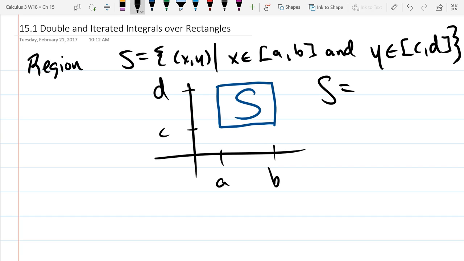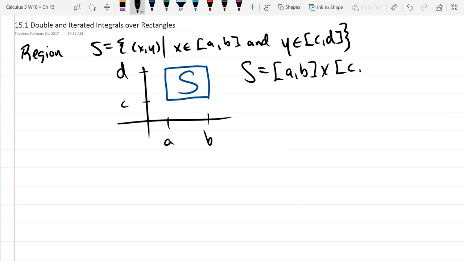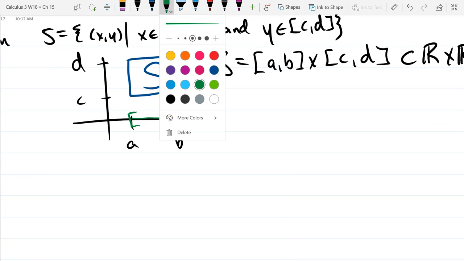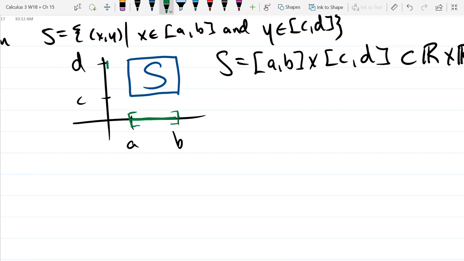There's another way to write out S. So I wrote it out as an interval cross an interval. So what interval do I mean when I say AB? This interval right here is the interval AB that I just drew in green. Here is CD. CD is vertical. And when I cross them, I get the rectangle.